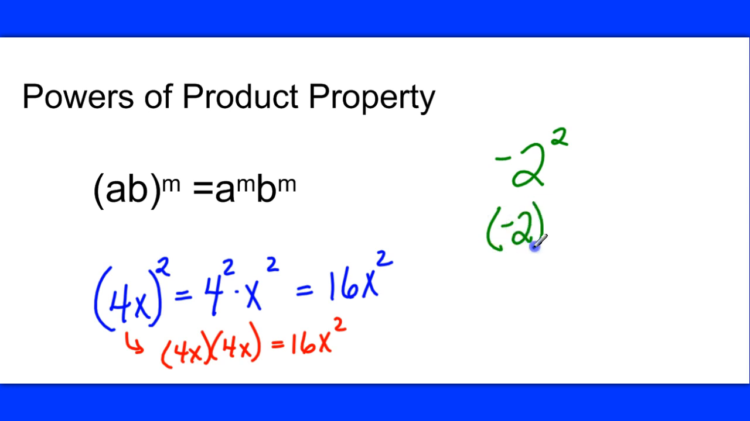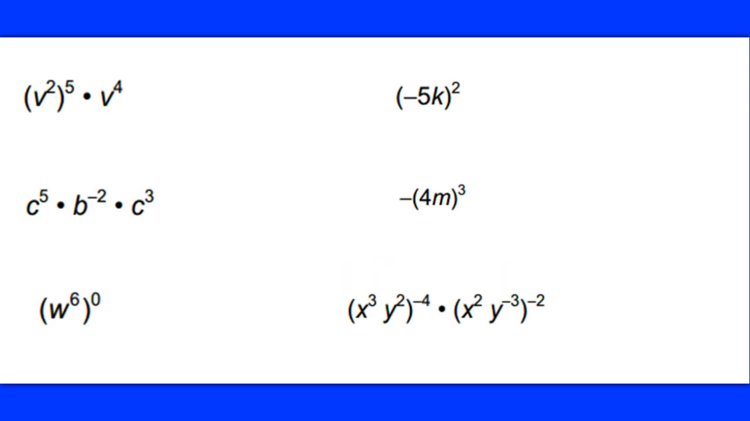All right. This is actually the property that helps us with the difference between negative 2 squared and parentheses negative 2 squared. When it's in the parentheses, it's like having negative 1 times 2 squared, and that square goes to the negative 1 and to the 2. Okay? So let's try some of these. You should pause the video at this time, do these 6 problems, and then go back and check them. Okay? All right, so here we go.